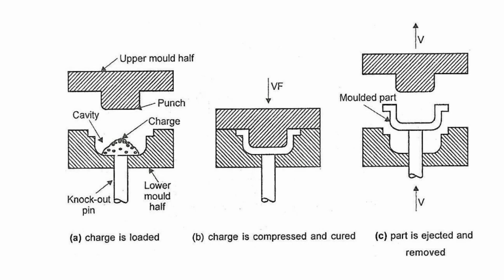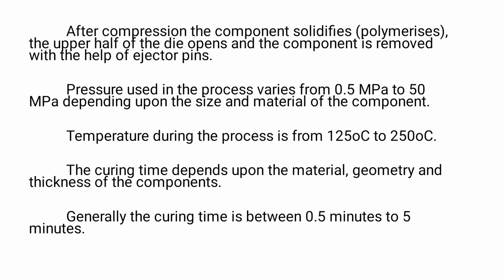This is the diagram of the compression molding machine. The lower one is the fixed one and the upper one is a mobile punch. The lower cavity is called the die and the upper mobile part is called the punch, and the die and punch apply pressure to either powder form of thermosetting plastic or liquid form, and it is pressed to our required shape. After the compression, the component solidifies, the upper half of the die opens and the component is removed with the help of an ejector pin. The temperature is around 250 degrees centigrade.